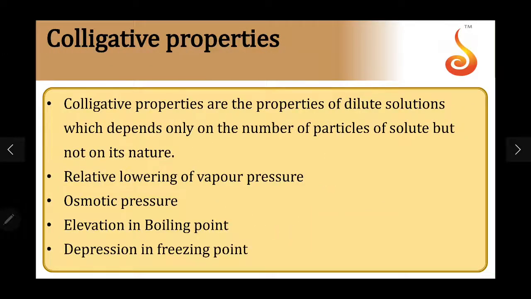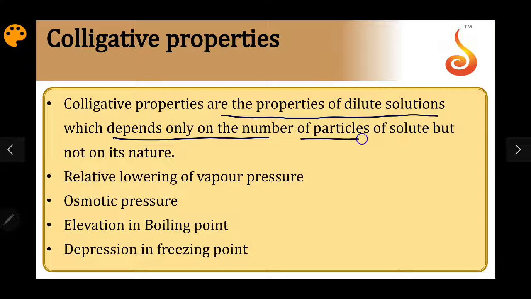Moving to colligative properties. Colligative properties are the properties of dilute solutions which depend only on the number of particles of solute but not on its nature. So there are four colligative properties: relative lowering of vapor pressure, osmotic pressure, elevation in boiling point, and depression in freezing point.